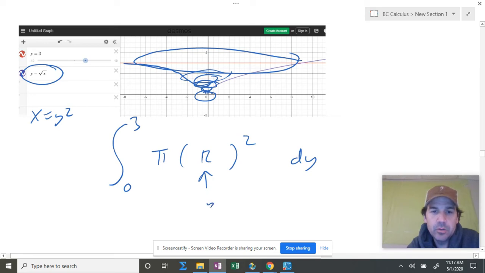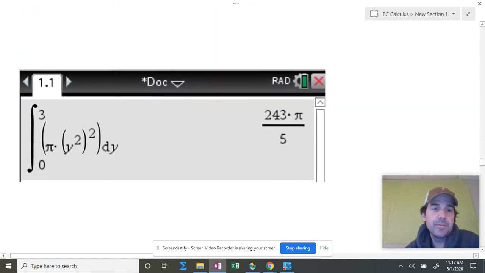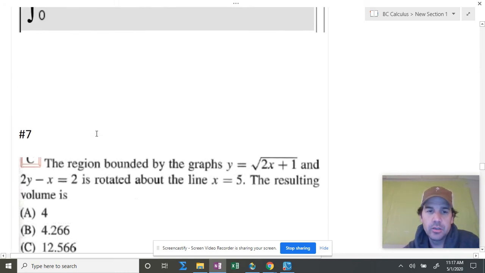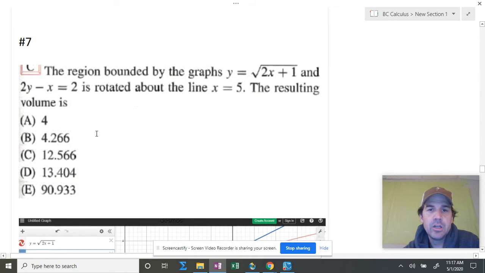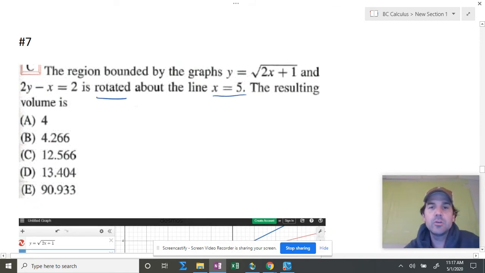So I just plug in y squared for my r, and then again you can plug it into your calculator. All right. There's my pi big R squared from 0 to 3, and you are done. Next problem. This is another rotation problem, but we're rotating around the line x equals 5.